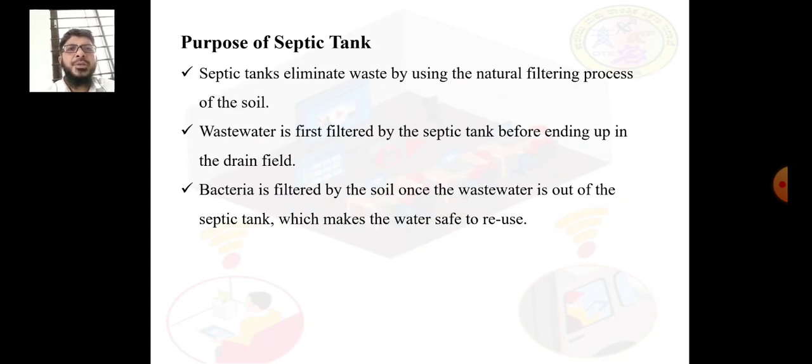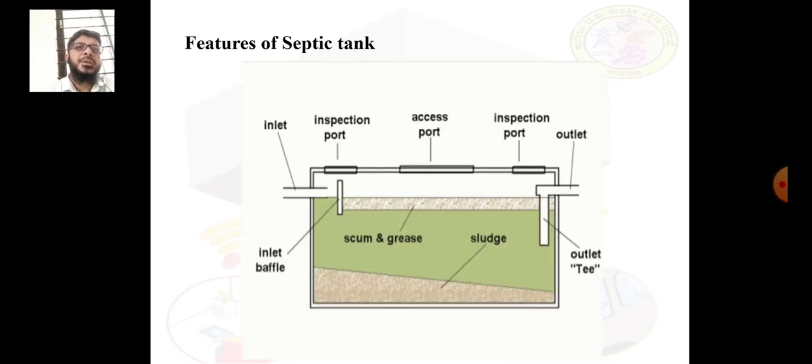Next, the purpose of a septic tank. Septic tanks eliminate waste by using the natural filtering process of soil. Waste water is first filtered by the septic tank before ending up in the drain field. Then bacteria is filtered by the soil once the waste water is out of the septic tank, which makes the water safe to reuse. Next, these are the features of the septic tank.